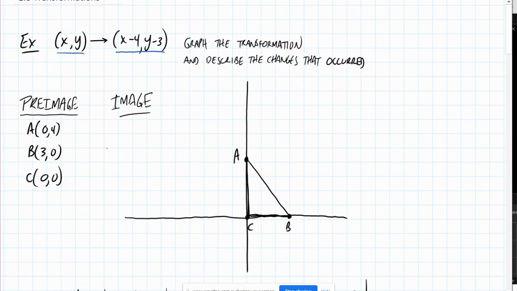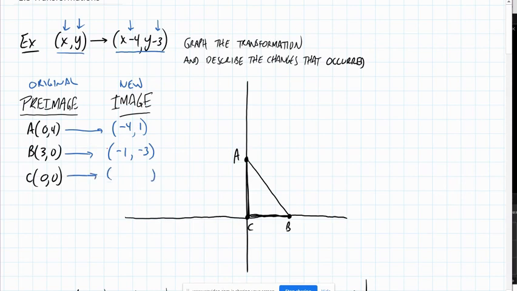Okay, so according to this transformation, the pre-image, which is our original points, and the image gives us our new points. We take the x coordinate and subtract 4 from it. Our x coordinate is 0, so if we subtract 4, that gives us negative 4. Then we take the y coordinate and subtract 3. Our y coordinate is 4, so if we subtract 3, we get 1. Point B: again, we're subtracting 4 from the x value, so that would be negative 1, and subtracting 3 from the y value, that would be negative 3.